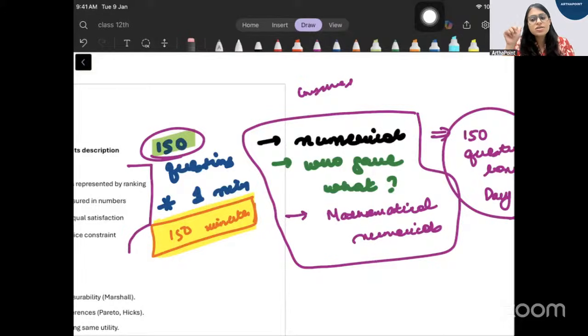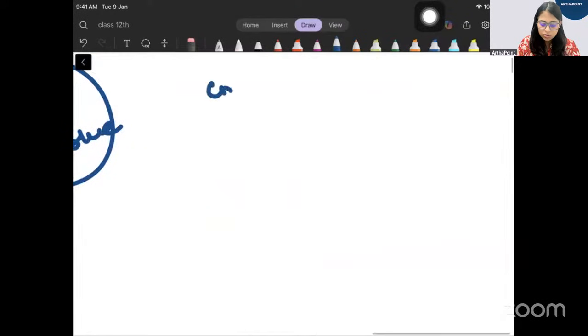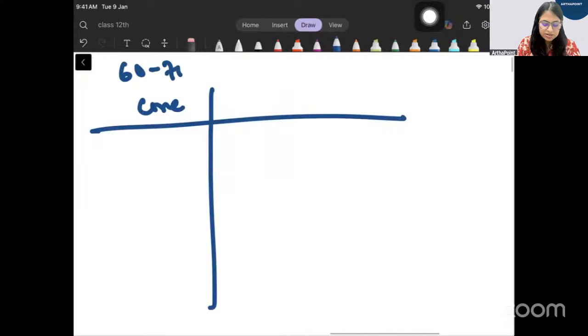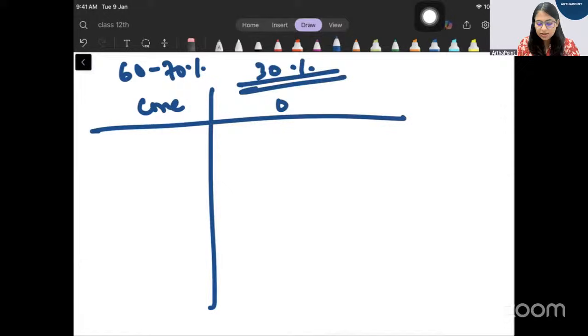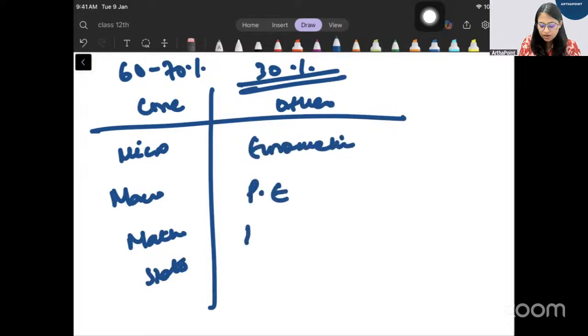Most scoring and most asked subject. So I can divide the entire CUET in two parts. One we can call core, from which about 60 to 70% of the paper will come, and the remaining 30% will come from others. Core is of course micro, macro, maths and stats. Others is econometrics, public eco, international eco, and Indian economy.